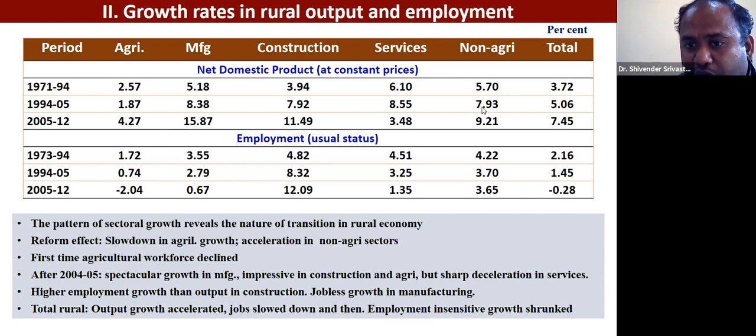So you can clearly see that in terms of output, the growth in agriculture decelerated between 1993 and 2004 as compared to 1971 to 1993. But it has accelerated, and even in the recent years, 2004 to 2011-12, non-agriculture has increased at 9%. Agriculture also has increased by 4.2%.